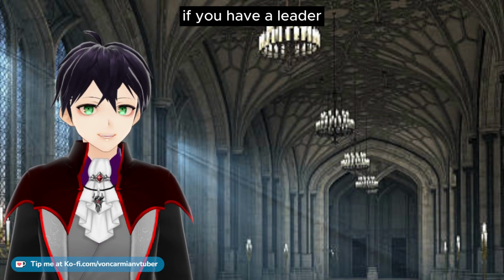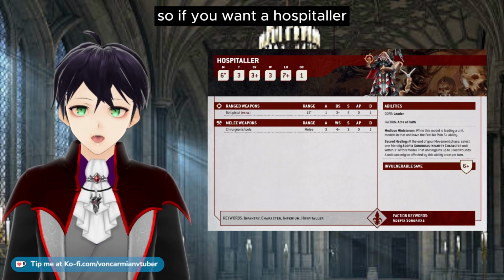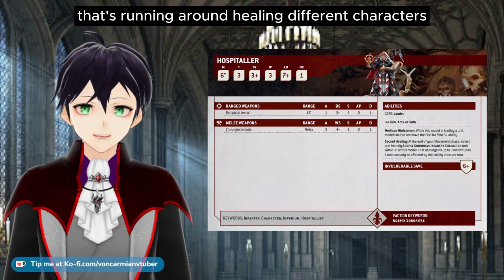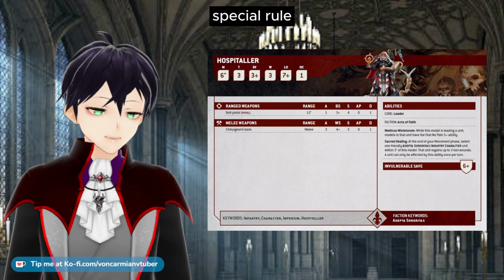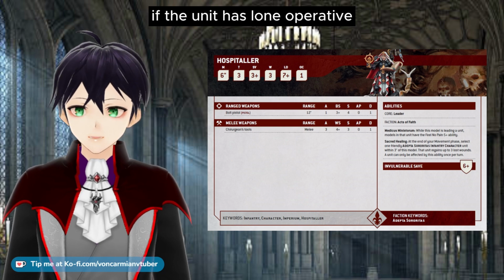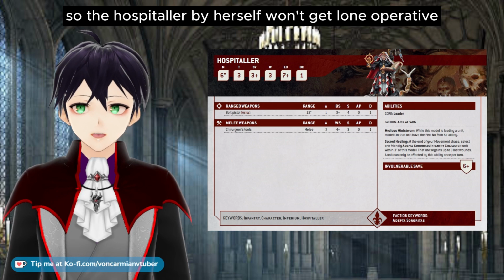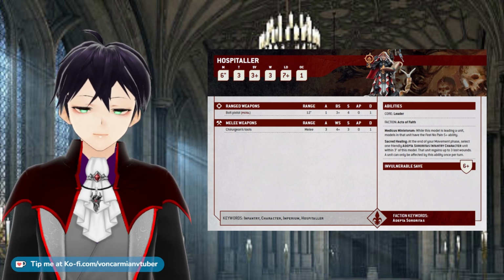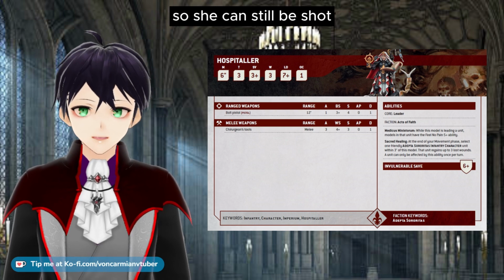If you have a leader and you choose not to put them in a unit, so if you want a hospitaller that's running around healing different characters, but she's running around by herself, she won't get the lone operative special rule. It will tell you on the data card if the unit has lone operative, so the hospitaller by herself won't get lone operative because it isn't on her data card. Just because you deploy her by herself doesn't mean she gets the special rule. So she can still be shot.